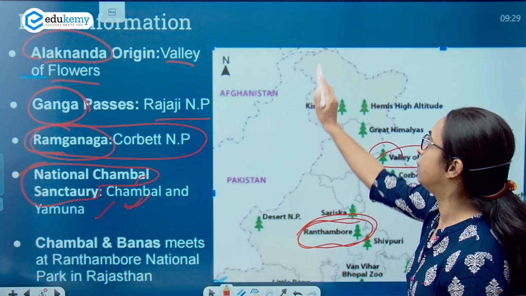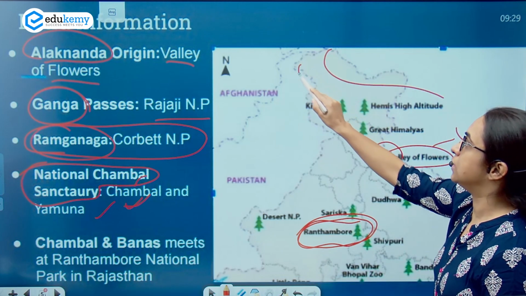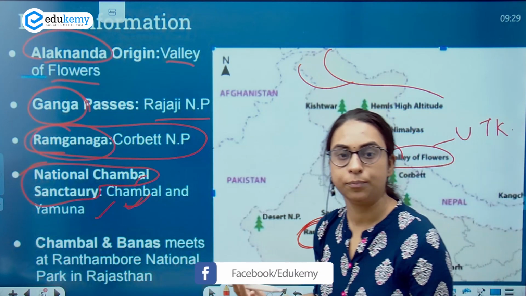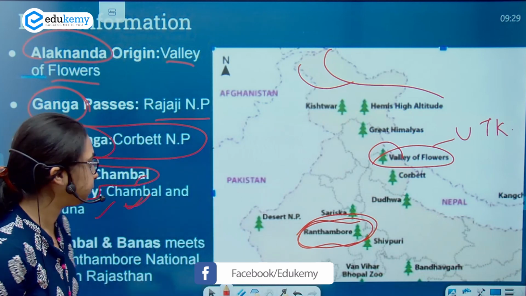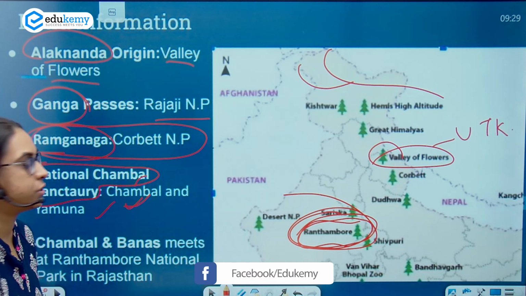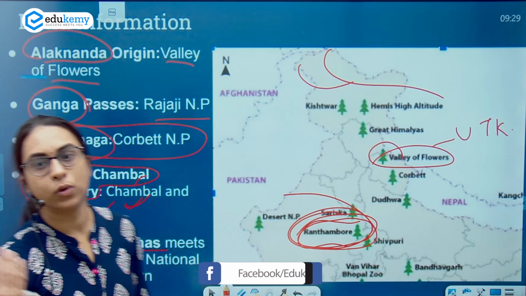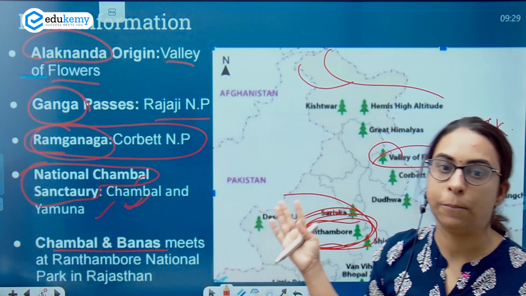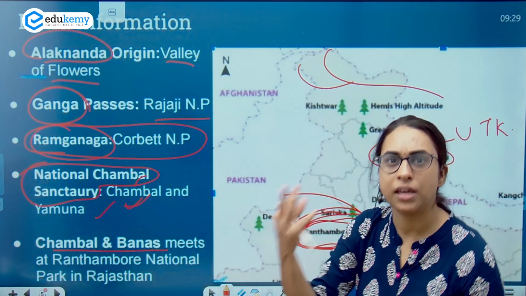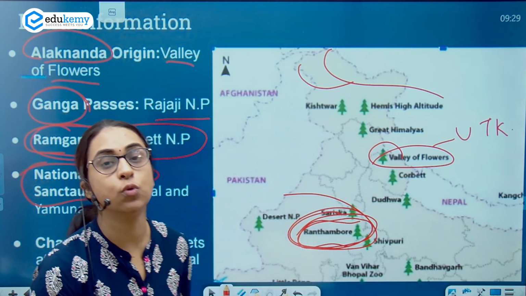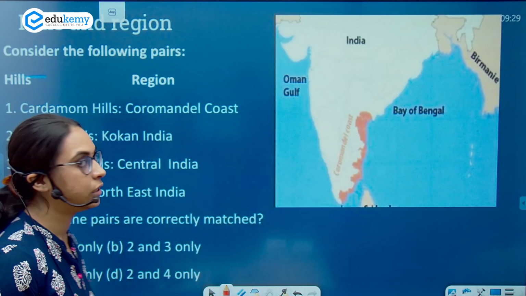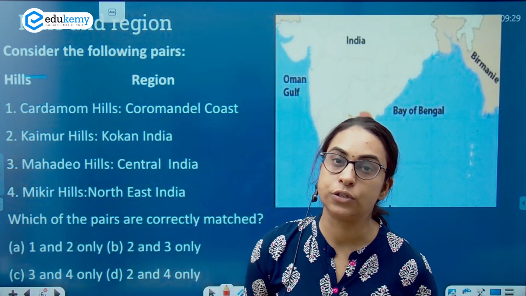So if this is the Ganga river system, this is the Yamuna river system, the tributaries of Yamuna are what we are seeing. So it's the Chambal and the Banas, they both meet at the Ranthambore National Park. You can remember a short form, Chal Bana Ranthambore. Make some mnemonics, make some tricks so that it becomes easy for you to remember things in a better manner. So this is about the rivers and the national parks.